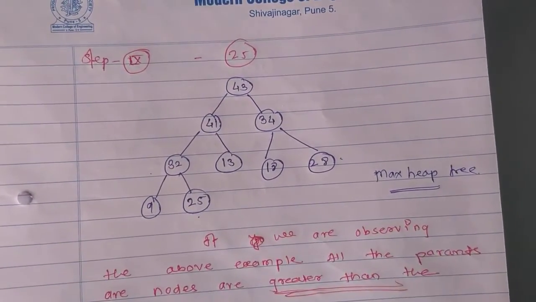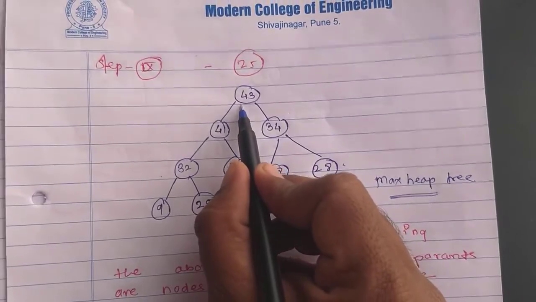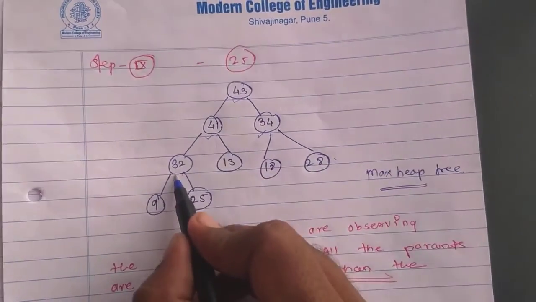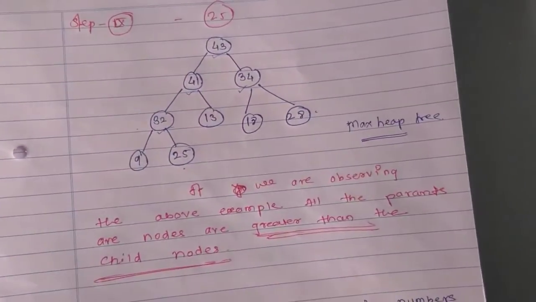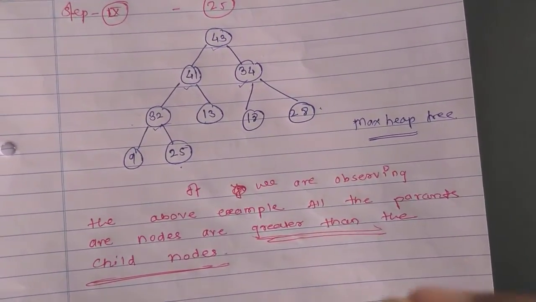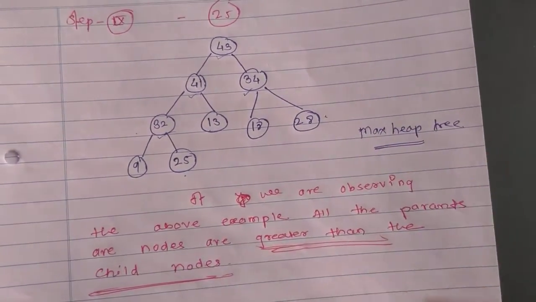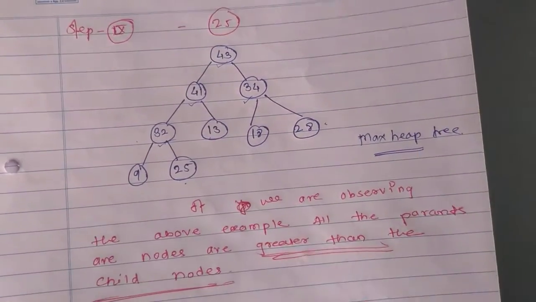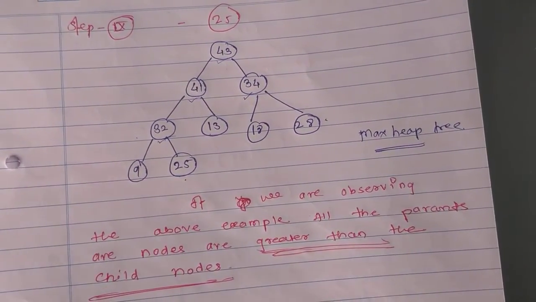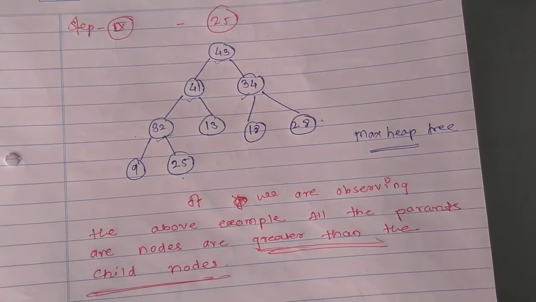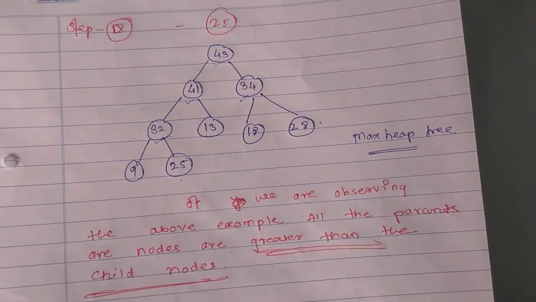Now here we can see one thing: in a maximum heap tree, all the parent nodes are greater than their child nodes. So our final tree follows all the properties of a maximum heap tree. So this is the way to construct the maximum heap tree.